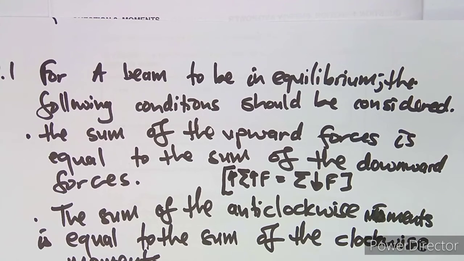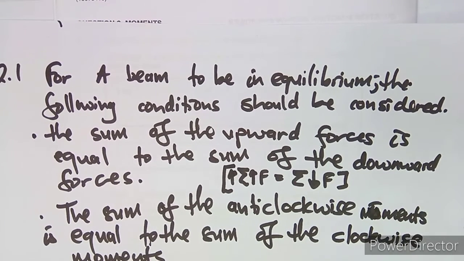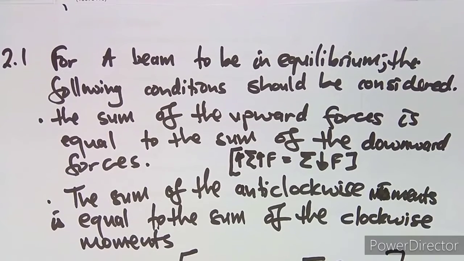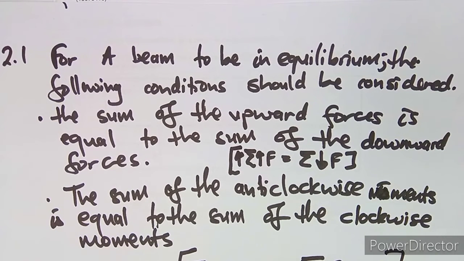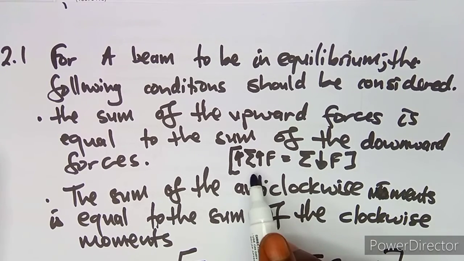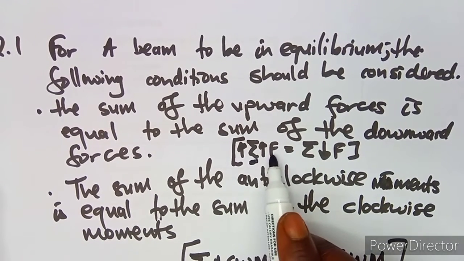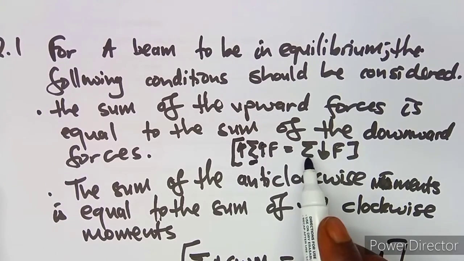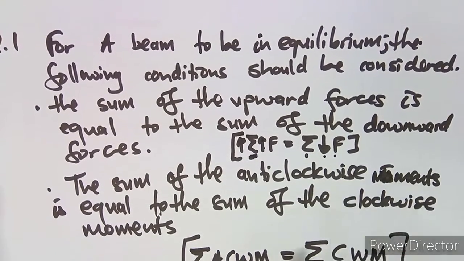Let me just try to adjust. Okay, so we have 2.1 in this case. For a beam to be in equilibrium, the following conditions should be considered. Which conditions are we talking about? The sum of the upward forces is equal to the sum of the downward forces. This is what we are referring to in terms of the summation.